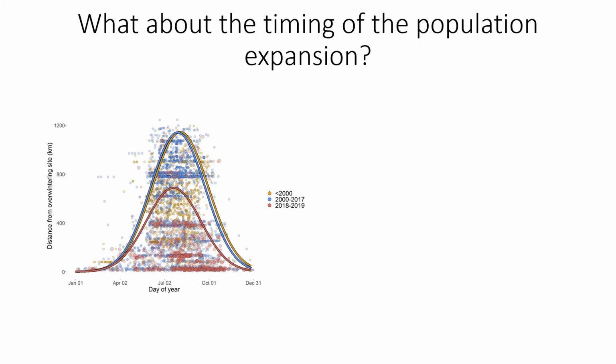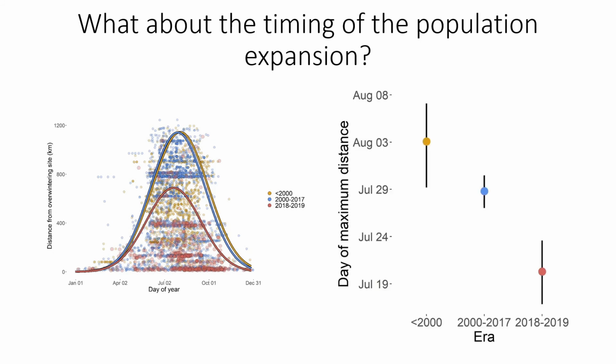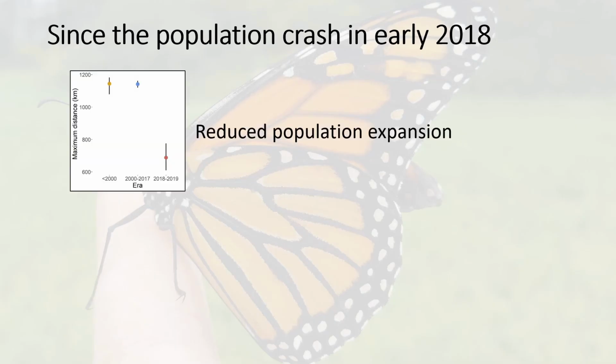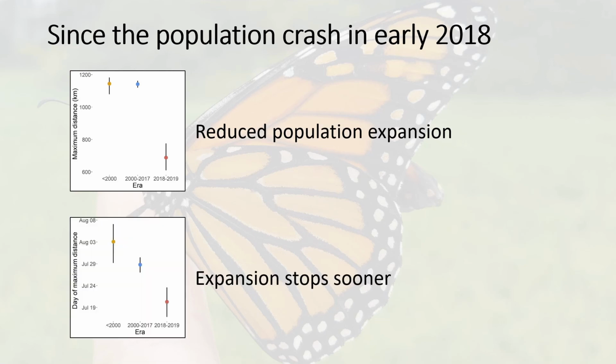And when we calculate the actual values using the methods in our preprint, you can see that, in the last couple of years, the population range expansion has stopped almost a week earlier than it did in the 1900s. To briefly summarize the results, we can see that we have this hugely reduced population range expansion, and we also see that the range expansion is stopping a bit sooner. I want to focus on that first part because I think it's the most important thing here.